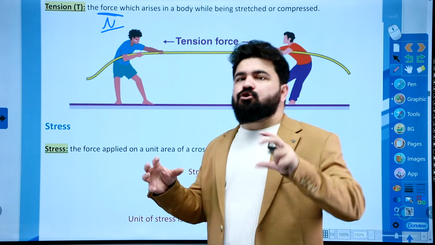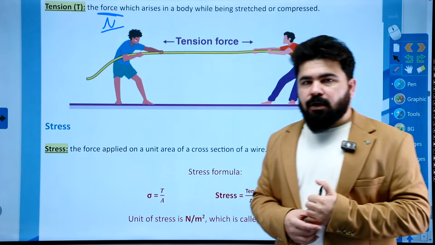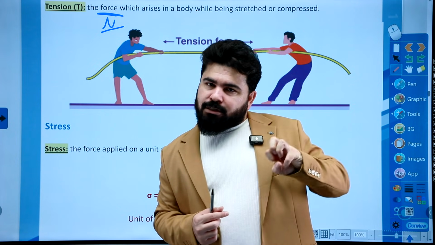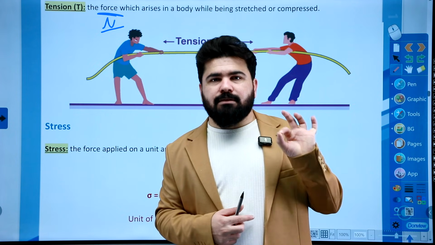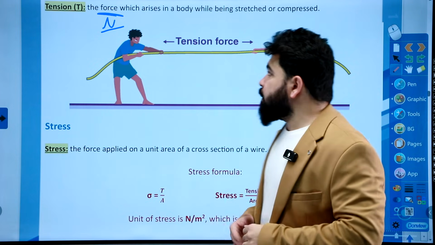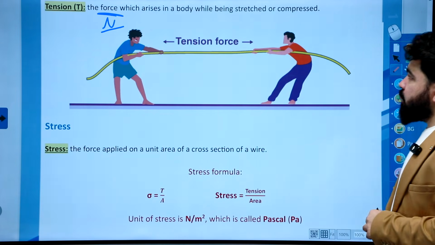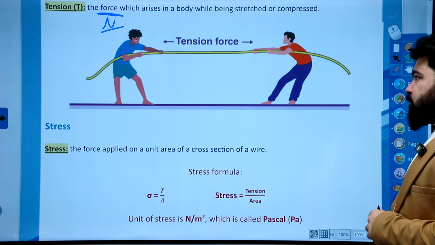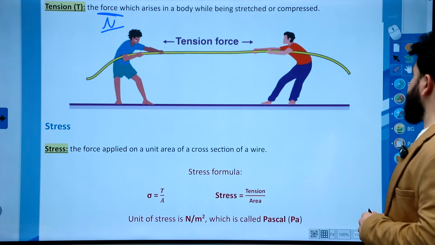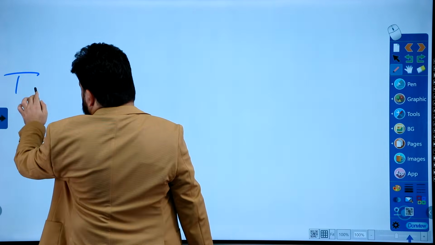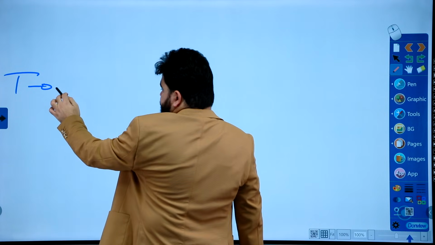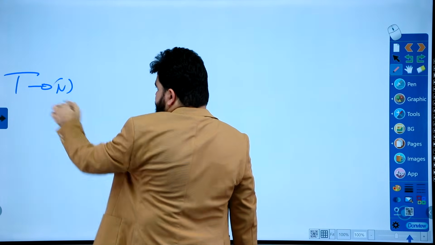For example, when you tune the strings of a guitar, if you tune them too much, they're going to feel really tight. This tightness is basically tension. So tension is a force that arises in a body when it's compressed or stretched. Careful, because it's a force, it's measured in Newton. The symbol of it is like this, and it's measured in Newton.